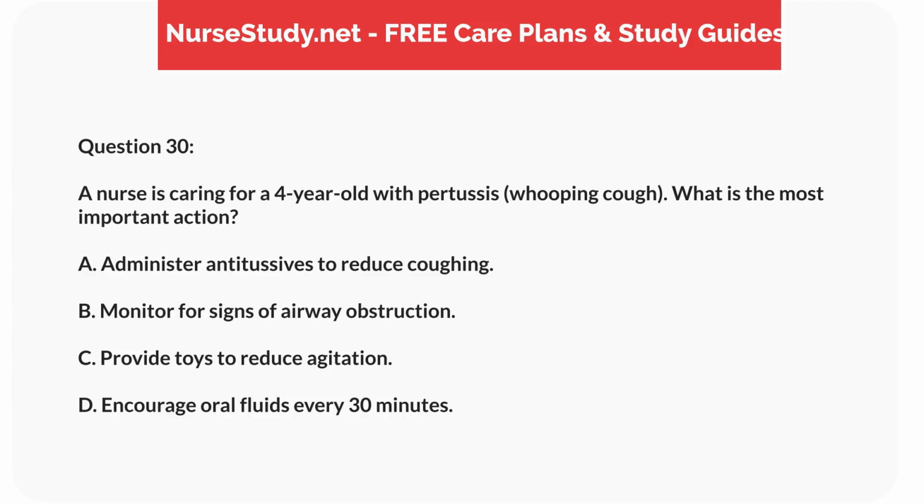Question 30. A nurse is caring for a 4-year-old with pertussis, whooping cough. What is the most important action? A. Administer antitussives to reduce coughing. B. Monitor for signs of airway obstruction. C. Provide toys to reduce agitation. D. Encourage oral fluids every 30 minutes.